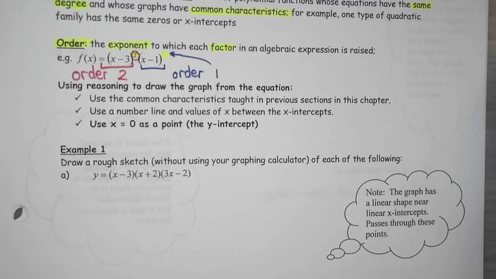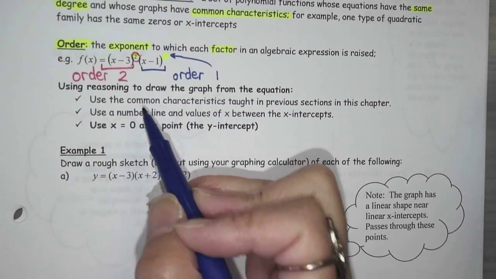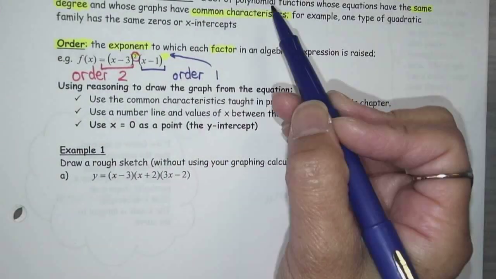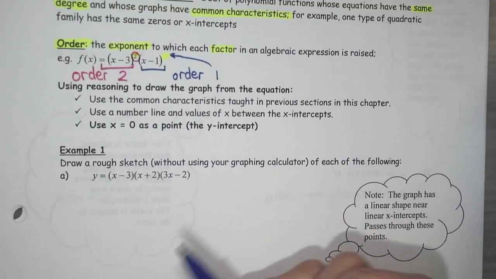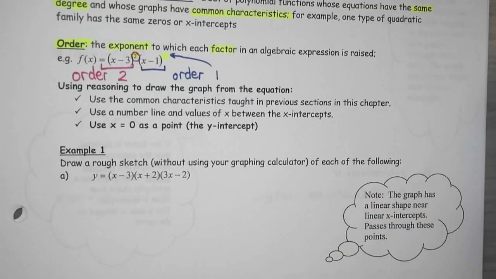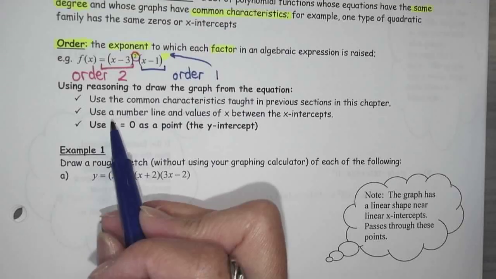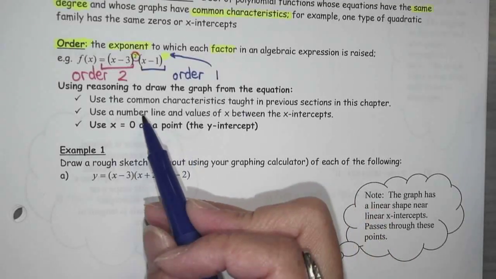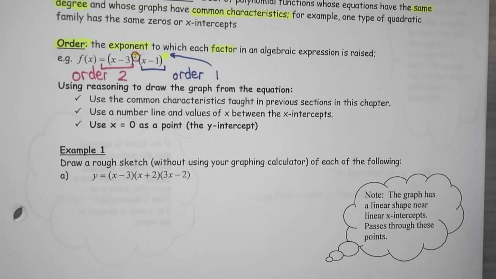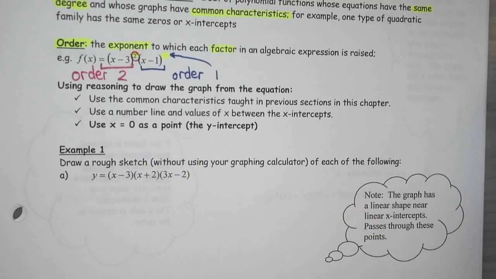But you're trying to use reasoning to draw it. We're going to use common characteristics from the family, from the previous section, right? So we know cubes, that sort of thing, odd power, even power. Use a number line and the values in between the x-intercepts. I'll show you how that works in a little bit. That's another way to draw it. We might not use that number line too much, but it is a good method.